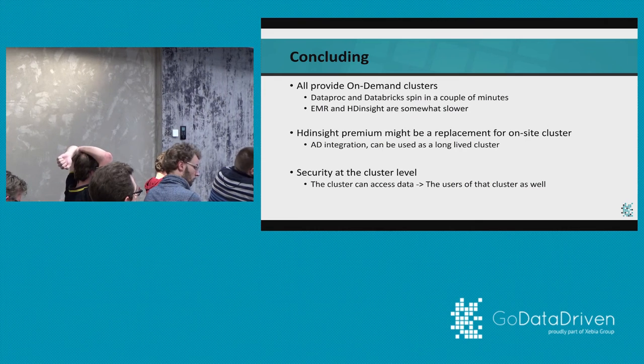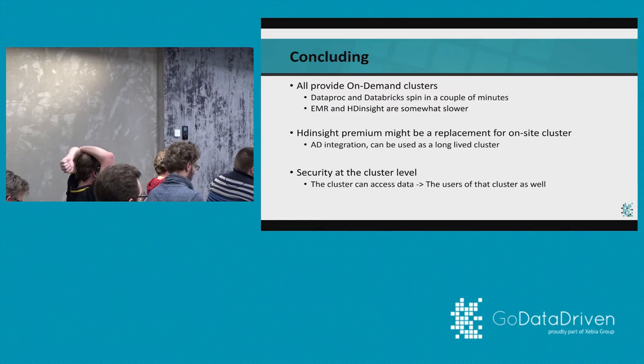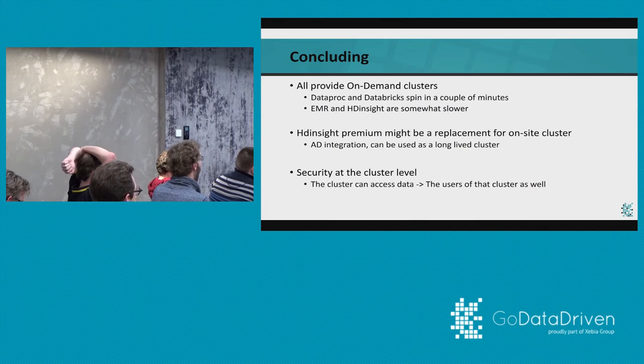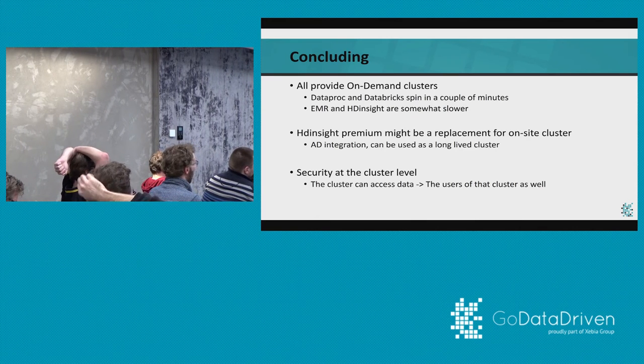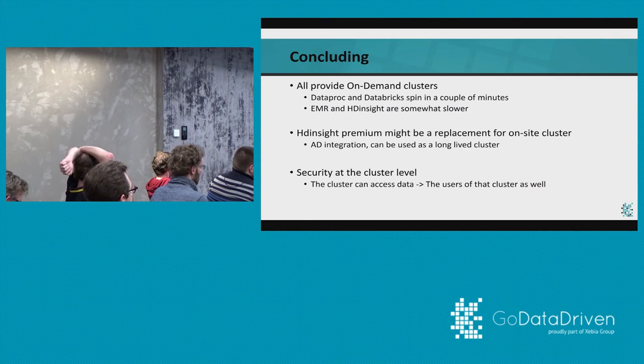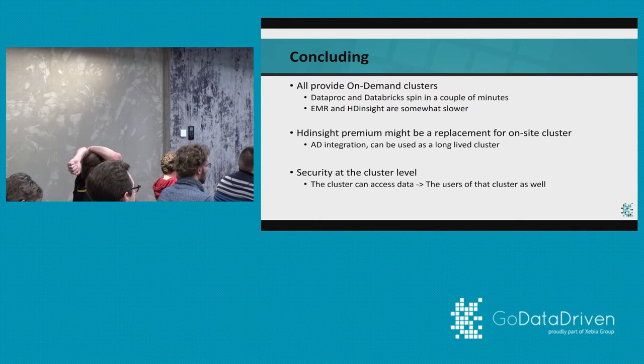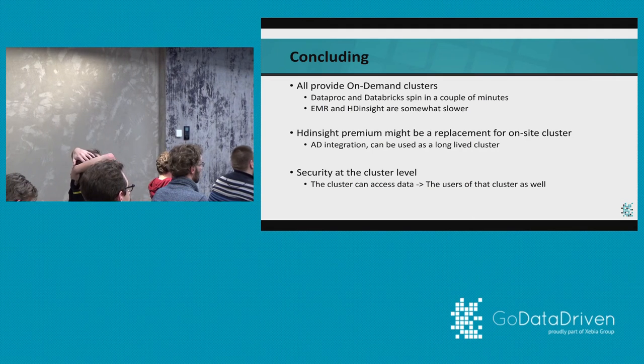Then if you want to have a managed on-site cluster in the cloud, I think HDInsight Premium will probably be the best solution. It has HA. Like HDInsight, but it also has the Active Directory integration, so you get much better security. You get some better auditing, at least, than just the security you get for your typical cloud platform. A bit more than everybody who can access all the data.